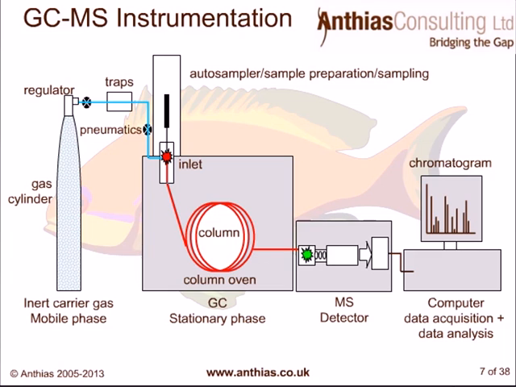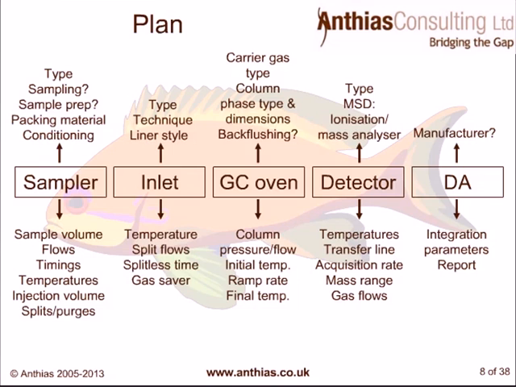So these are all different various parts that we need to be thinking about. So thinking about our plan now, we can divide this up into various different stages. So first of all, thinking about the sampler. So the type of sampling, any sample preparation, packing materials, conditioning. So, for example, we could be doing headspace analysis, we could be doing SPME, we could be doing SPE.